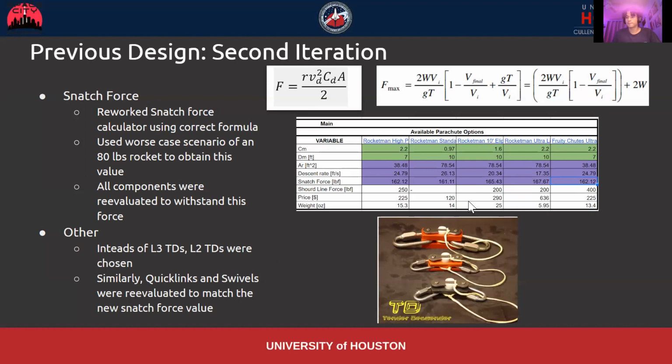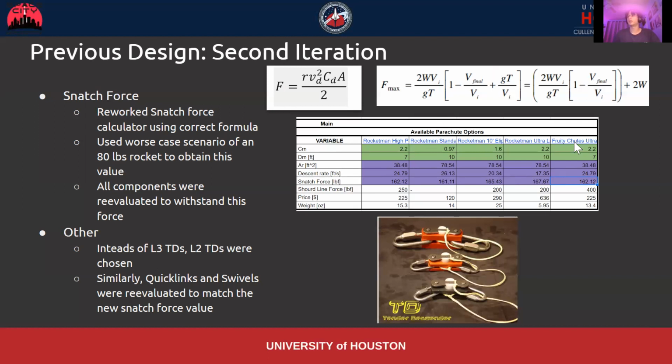And by the way, these are the parachutes that we looked at here. You can see they have different coefficients of drag as well as different diameters. And you can see the different descent rates here. These are the main parachutes, 24, 26, 20, 17, 24. So we were aiming for something around 25 feet per second. And we wanted to reduce the size of the parachute. So if we could go with 7 feet instead of 10 feet, that would be great because it would take up less volume, and also try and reduce cost.